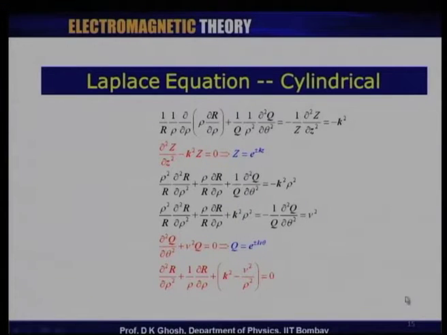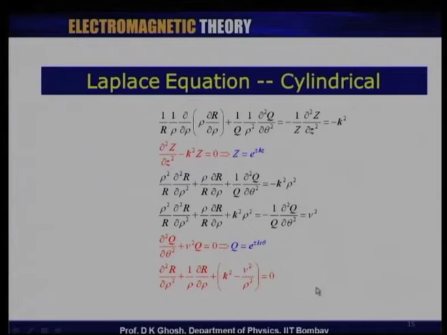But in order that the potential is a single valued function of theta, so that the potential value at theta plus 2 pi is the same as its value at theta equal to 0, I must choose these nu's to be real, so that I get plus or minus i nu theta. So, that is my solution for q.